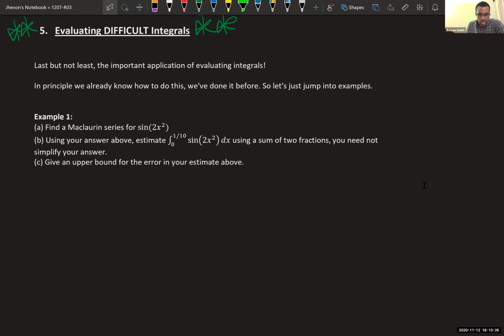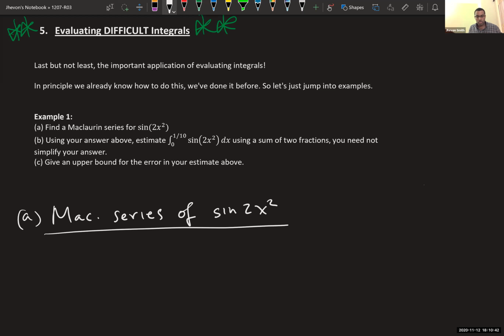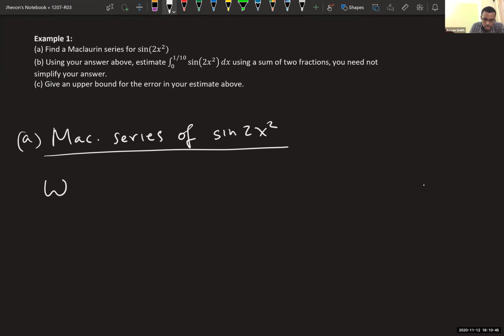How did you find the Maclaurin series of sine of 2x squared? Well, I started with the Maclaurin series of sine of x, which is x minus x to the third over 3 factorial plus x to the fifth over 5 factorial, and then minus x to the seventh over 7 factorial. Okay. And then I just plugged in 2x squared every time there was an x.